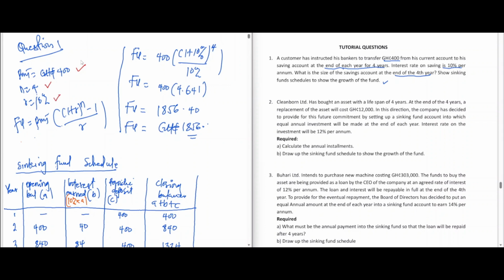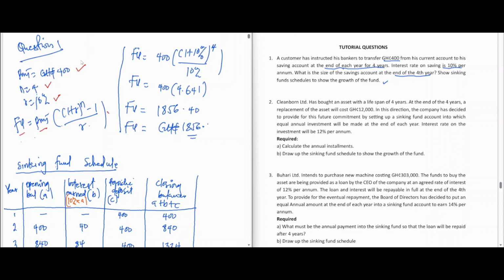So the first question is asking us to calculate the size of the fund at the end of the 4 years. We know that this is a periodic payment, so we use the future value annuity formula, which is: future value is equal to the periodic payment or deposit, bracket open 1 plus r to the power n minus 1, bracket close, all over r. Here, r is the annual interest rate, n is the number of years, and PMT is the yearly deposit.